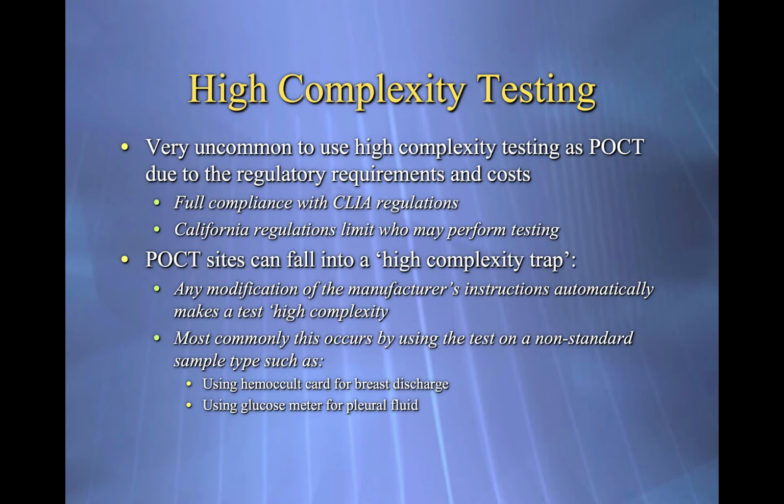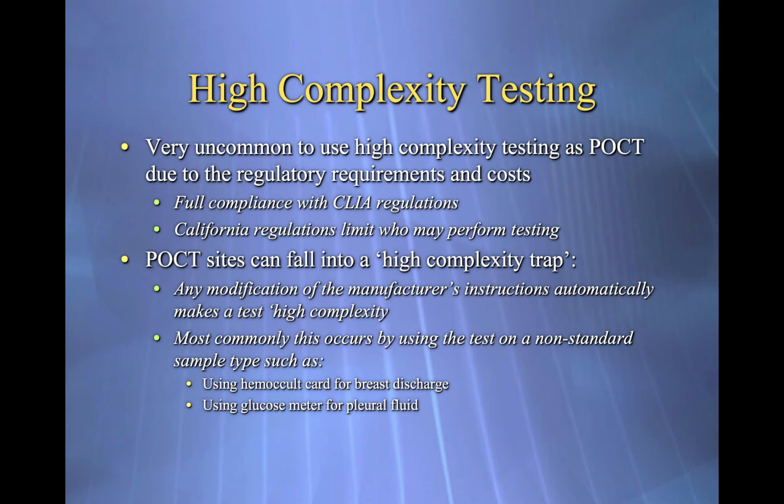Note that point of care sites can fall into a high complexity trap, even if they're using waived or moderately complex tests. According to CLIA, any modification or change from the manufacturer's instructions automatically makes that test high complexity. So most commonly this occurs using a test on a non-standard sample type. So you use an occult blood test for breast discharge to see if there's blood in it. It was done a long time ago. It's not a very useful test.